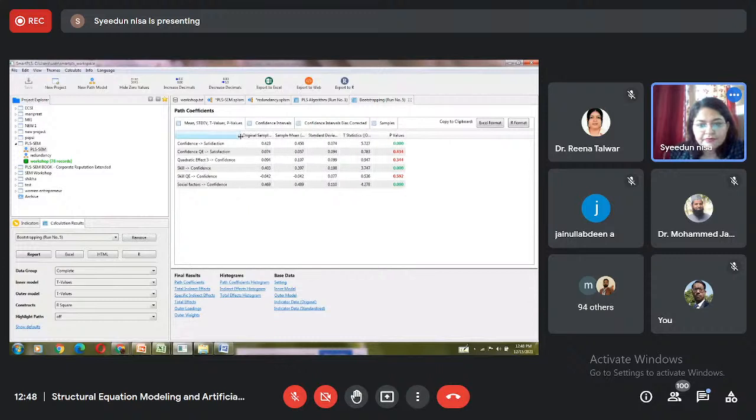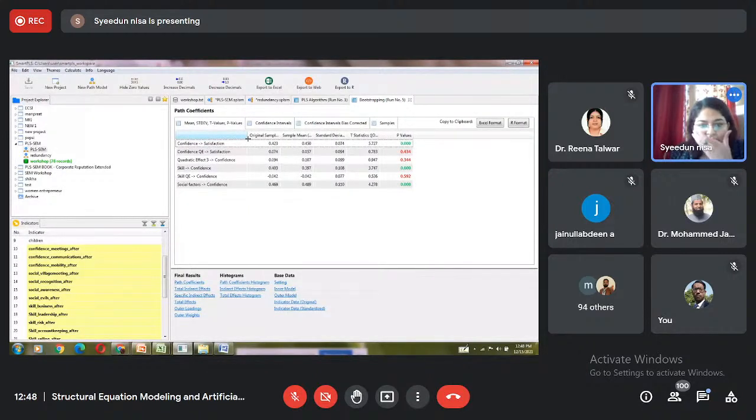the values. Okay, so quadratic. This is the quadratic effect with confidence. This is with satisfaction, and this is with skill. So all the values are non-significant. We want insignificant values only here, because if the quadratic effect becomes significant, it means the relationship is non-linear. But since we want a linear relationship, we want these quadratic effects to be non-significant. Because here all three quadratic effects are non-significant, it means the relationship is linear.